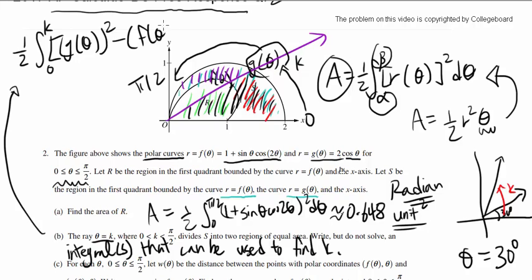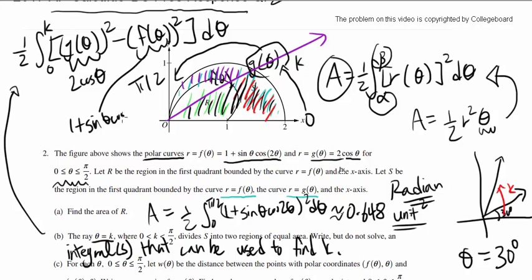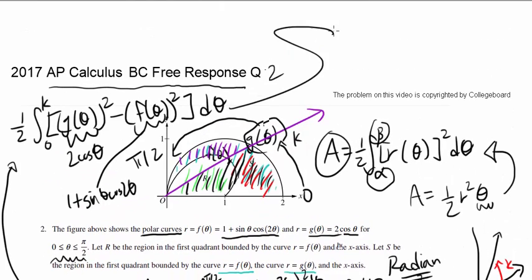By f of theta squared with d theta. So that's the first equation, and you need to plug in the respective values. So for g of theta, you want to plug in 2 cosine of theta. F of theta, you should plug in 1 plus sine of theta cosine of 2 theta. And we want this expression to be equal to 1/2. Now we're going from k to pi over 2, k to pi over 2 of the same expression.